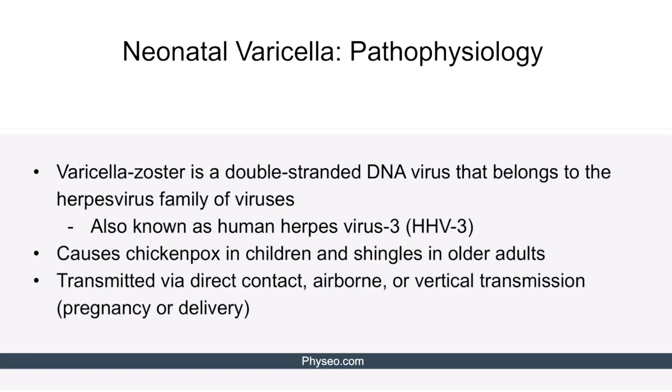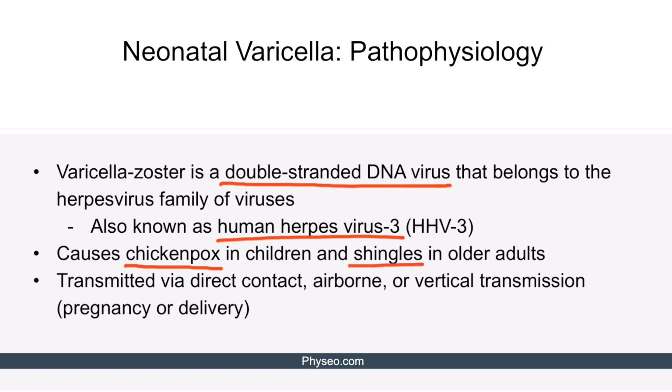Now, as a brief reminder, the varicella-zoster virus is a double-stranded DNA virus, and it belongs to the herpes virus family. It's also known as human herpes virus 3, or HHV3. Before the varicella vaccine was available, this virus commonly caused chickenpox in children. It also causes shingles in older adults.